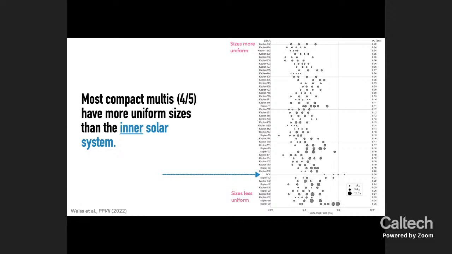Another way to think about this is that, when we learn about the terrestrial planets in a textbook, we think they're all rocks, they're all the same. But actually, they are much more diverse in size than the majority of 4-planet exoplanet systems discovered so far.